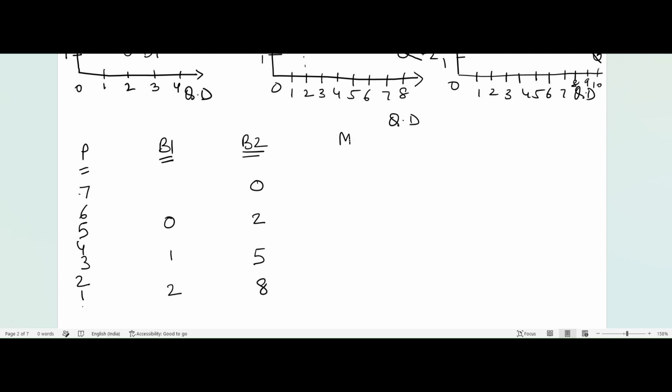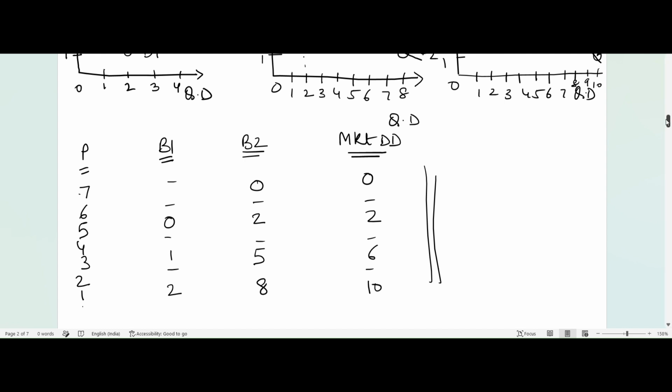And then you just add on horizontally the individual buyers for the market demand, for your various prices. So for 7 it would be 0, for 5 it would be 2, for 3 it would be 6, and for 1 it would be 10. The rest you can just leave. This is your market demand in a tabular form, right? Or we also call it the schedule.